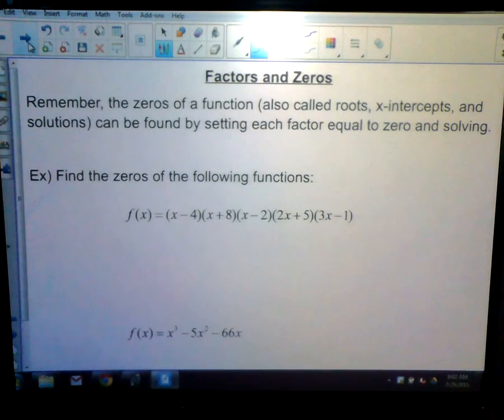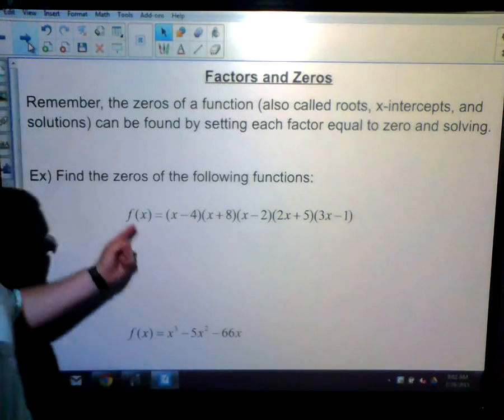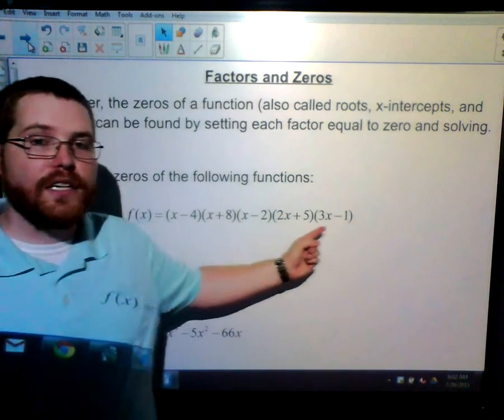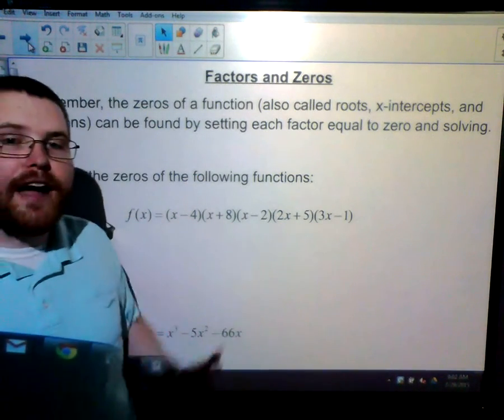Remember, the zeros of a function, also called the roots, also called the x-intercepts, and also called the solutions, can be found by setting each of the factors equal to 0 and solving. So let's find the zeros of the following functions. This one's really easy. What's easy about this? It's already in factored form.